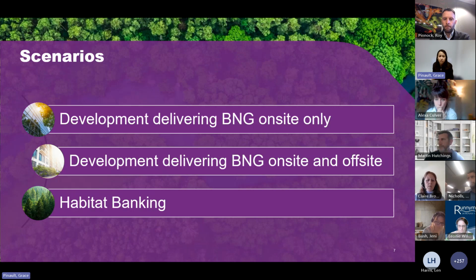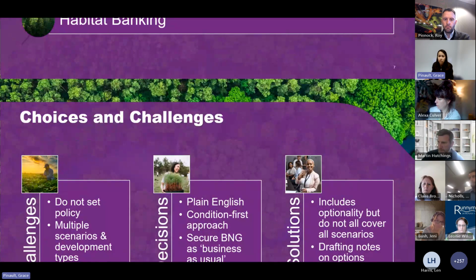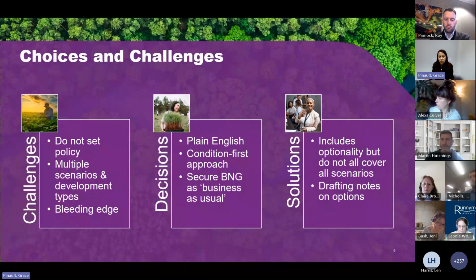So the templates that we produce are essentially like a toolkit that can be applied to these specific scenarios. But it is worth looking into what were the challenges, decisions, and the solutions that we adopted, and that will give you a really good shape and understanding of why the templates take the form that they do. So in terms of challenges, these templates are not intended to set out policy. While there are many different ways to secure biodiversity net gain, they're not pushed forward as the best way or the only way in which it can be done. This is a starting point. It's an example. It's supposed to be tailored to specific requirements of the development or the land.